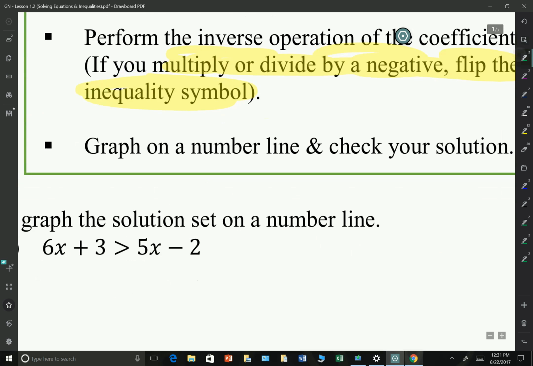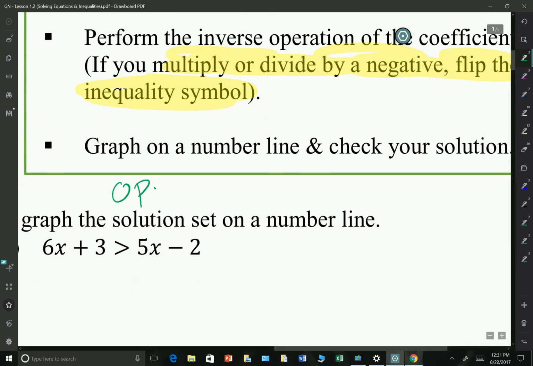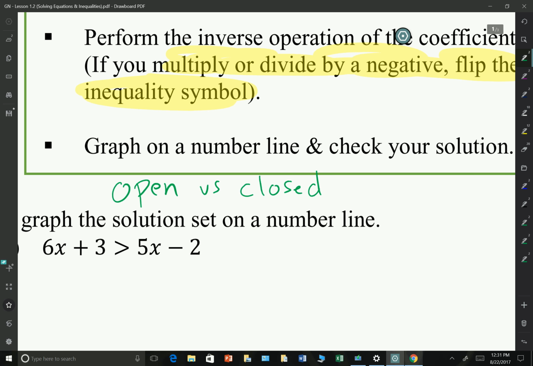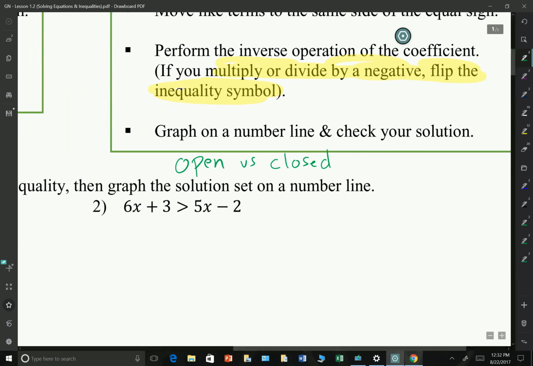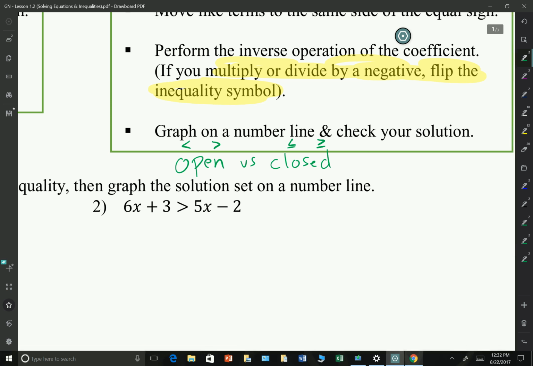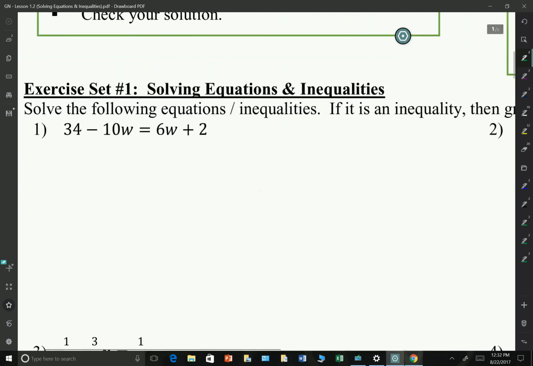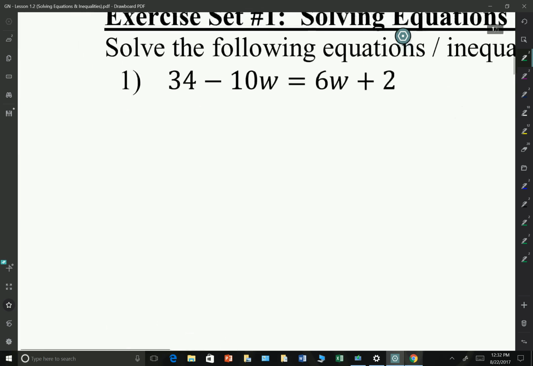And graphing, you have to keep in mind when you use an open versus a closed circle. And then which direction do you graph? Do you graph left or do you graph right? So open would be if it's less than or greater than. Closed if it's or equal to. So when you first read a problem, you have to look: is it an equation or is it an inequality? The process is the same, it's just to make sure you don't miss one of the steps.